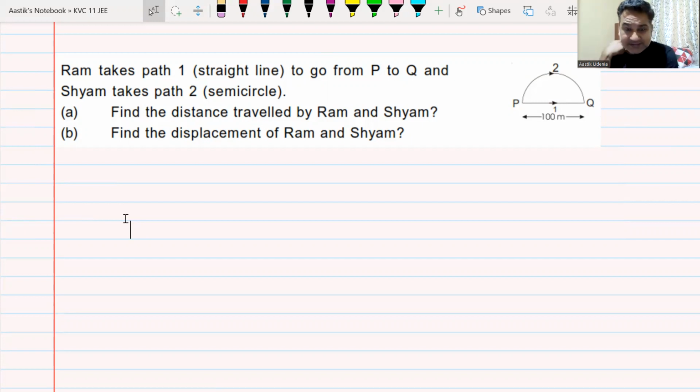Because of questions like this that you find in books, the concept of vector with displacement goes away. But remember, whenever they're asking you for the displacement, probably they're asking you the magnitude of displacement. Do we understand this? Here is the question. Don't have to write the entire question. You just have to draw the diagram. Ram goes straight, Sham goes along the semicircle. And I wait for your answers.